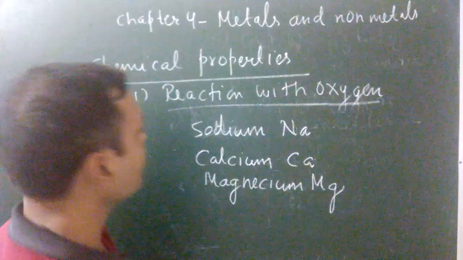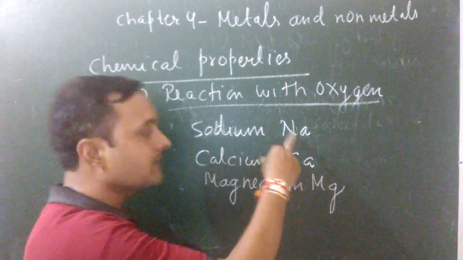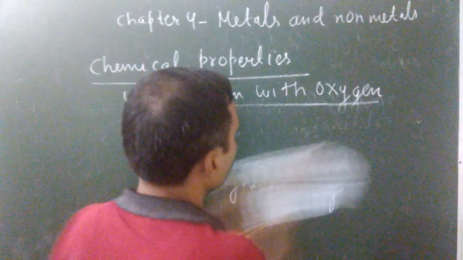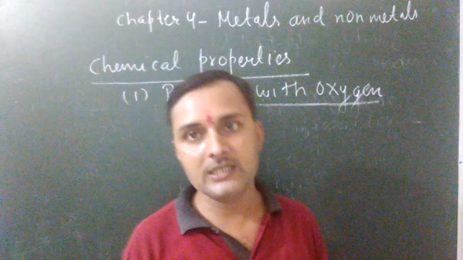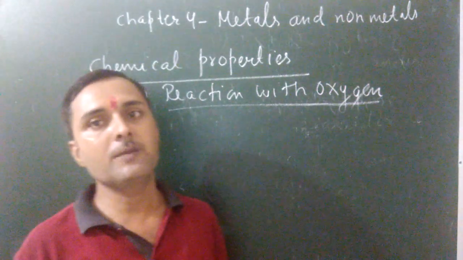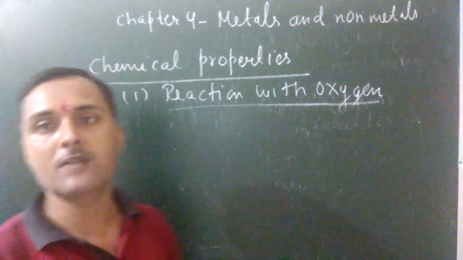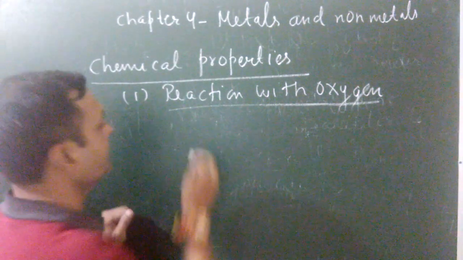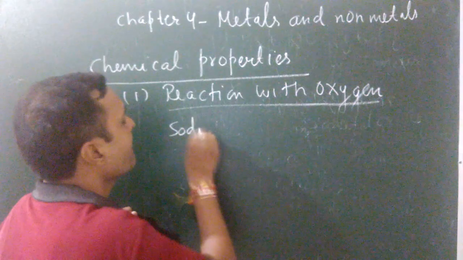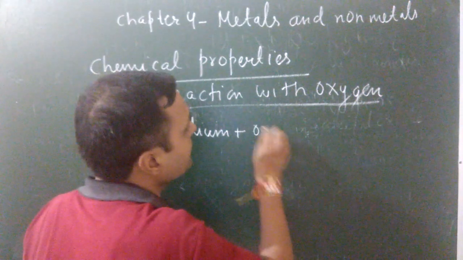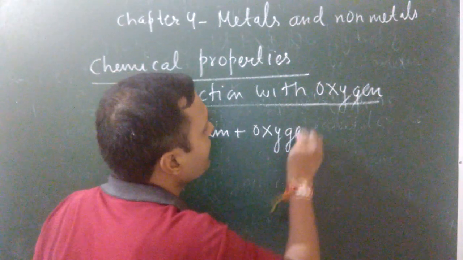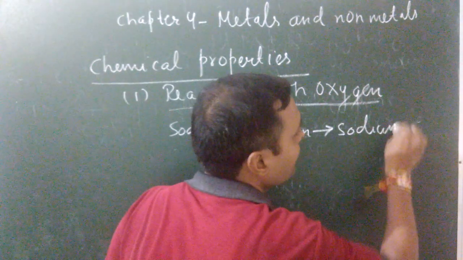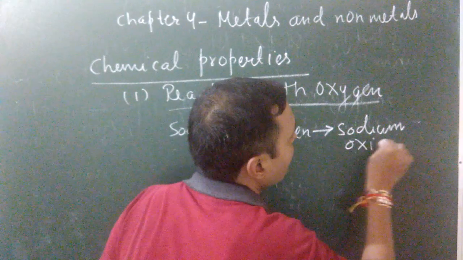Now see the chemical reaction of oxygen with these metals, that means with sodium, with calcium, and with magnesium. When a metal reacts with oxygen, it forms metal oxide, and when this metal oxide combines with water, it always gives a base. Now see the first reaction, with sodium. Sodium plus oxygen forms sodium oxide, the oxide of sodium.